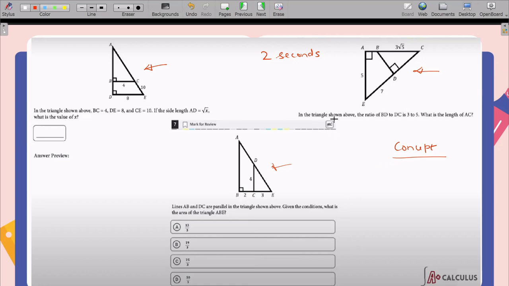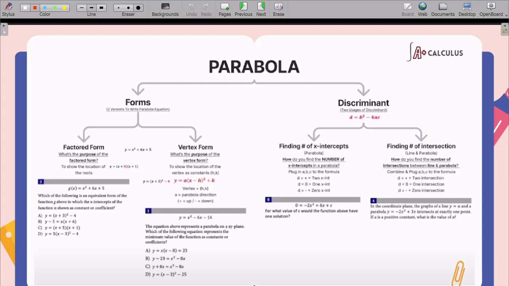And the second thing is that you should know the type of questions that you can expect from a particular topic. For example, if we talk about quadratics or parabola, they are both the same thing. So you should know the 4 different types of questions that are asked on SAT math from the topic of quadratics. First one is factored form of parabola, then vertex form of parabola, and then from discriminants, the number of x-intercepts in a parabola, and finding out the number of intersections of a line and a parabola.